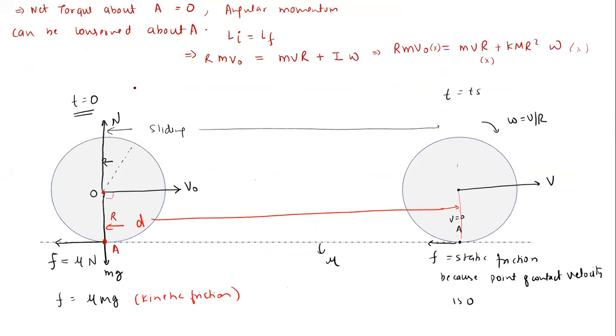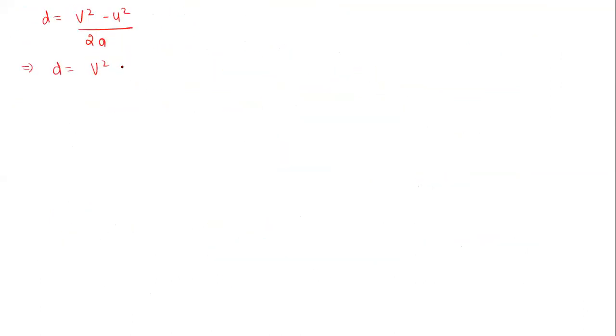We can easily find it. Displacement will be equal to how much? V square minus u square divided by 2a. We can use this equation of motion there. Okay, fine. So displacement d will be equal to final velocity v square minus initial v naught whole square, divided by 2 into minus mu g. That is the displacement of the body.